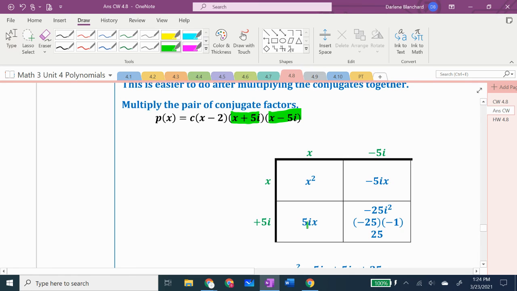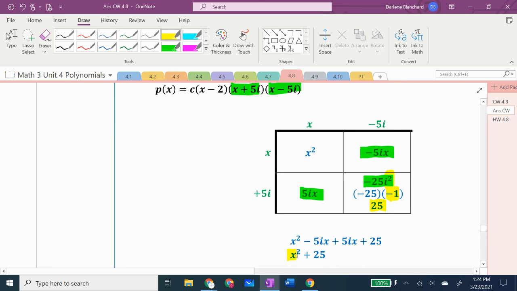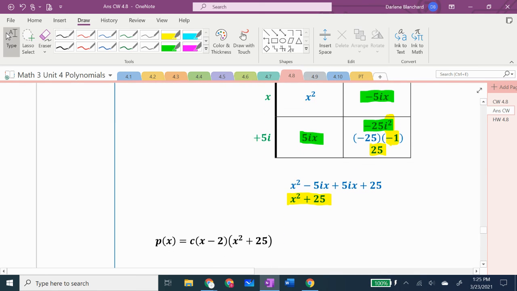When you multiply your conjugates, you end up adding these like terms to get 0. You wind up getting negative 25 times i squared. And again, remember that i squared is negative 1. So altogether, negative 25 times negative 1 gives you a positive 25. And so x squared plus 25 is the multiplication of these pair of conjugates. Now let's bring that back with what we have. And now we need to multiply by x minus 2.